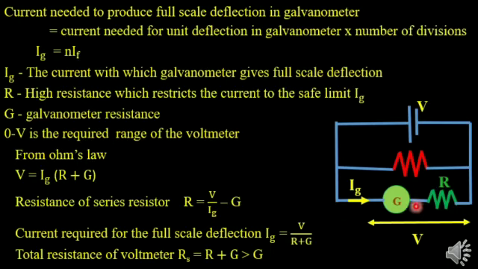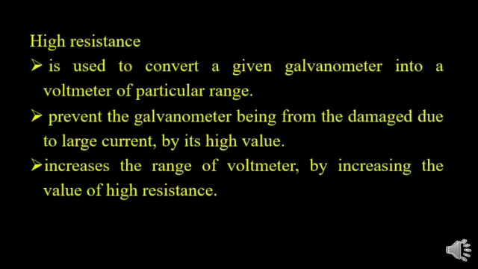Since the voltmeter is the series combination of the galvanometer and high resistance, the total resistance of the voltmeter Rs equals R plus G, which is higher than the resistance of the galvanometer. High resistance is used to convert a given galvanometer into a voltmeter of a particular range. High resistance prevents the galvanometer from being damaged by large current due to its high value. High resistance increases the range of the voltmeter by increasing the value of the high resistance.